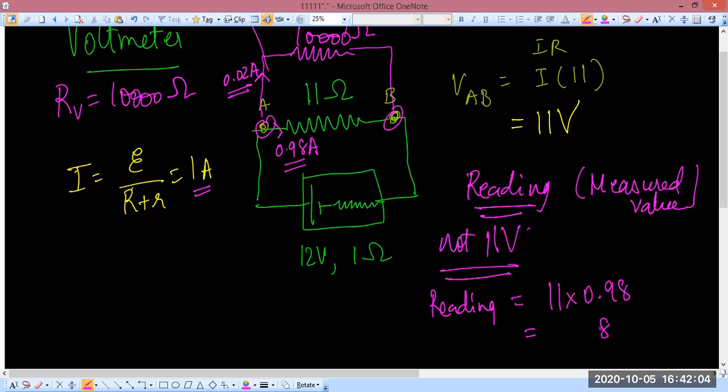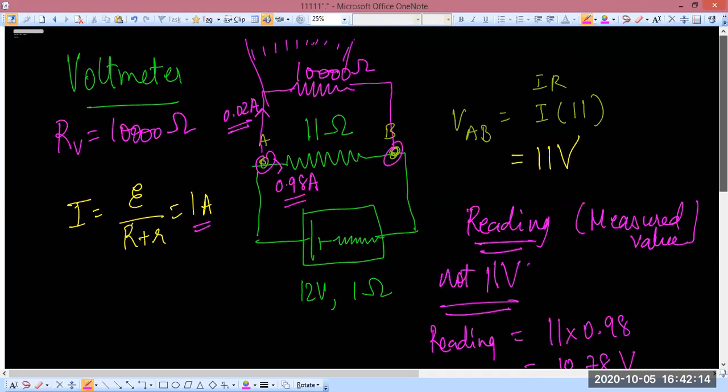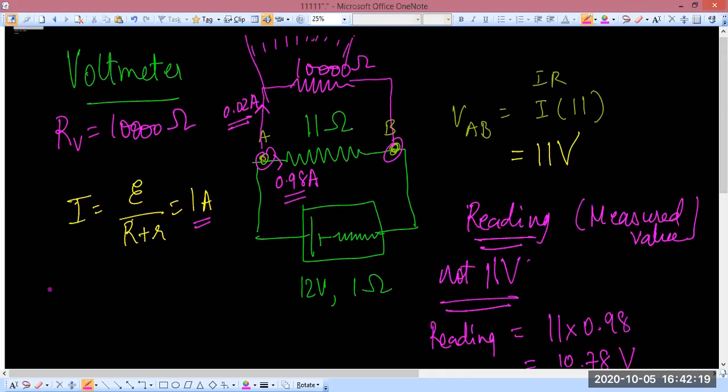So that's going to be 10.78 volt. So you see this is not going to be exact. But still the voltmeter can measure voltage. There is of course a slight error.